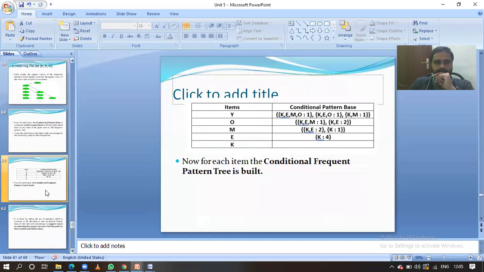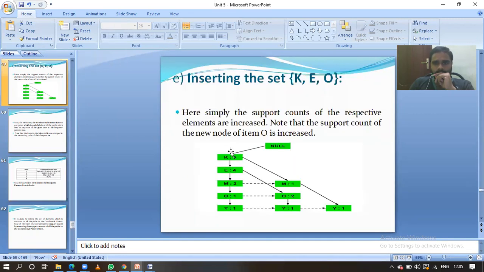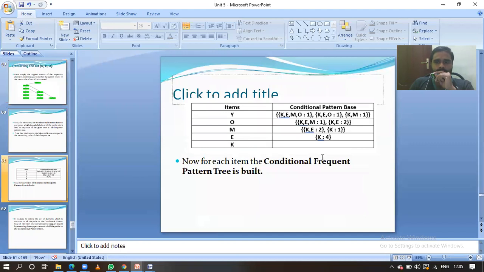Finally, for K we have to write it down. Here is the K. Before that we have null. That is why there is no conditional pattern base for K, guys. Till now, clear, guys? Any doubt, you can ask me now.